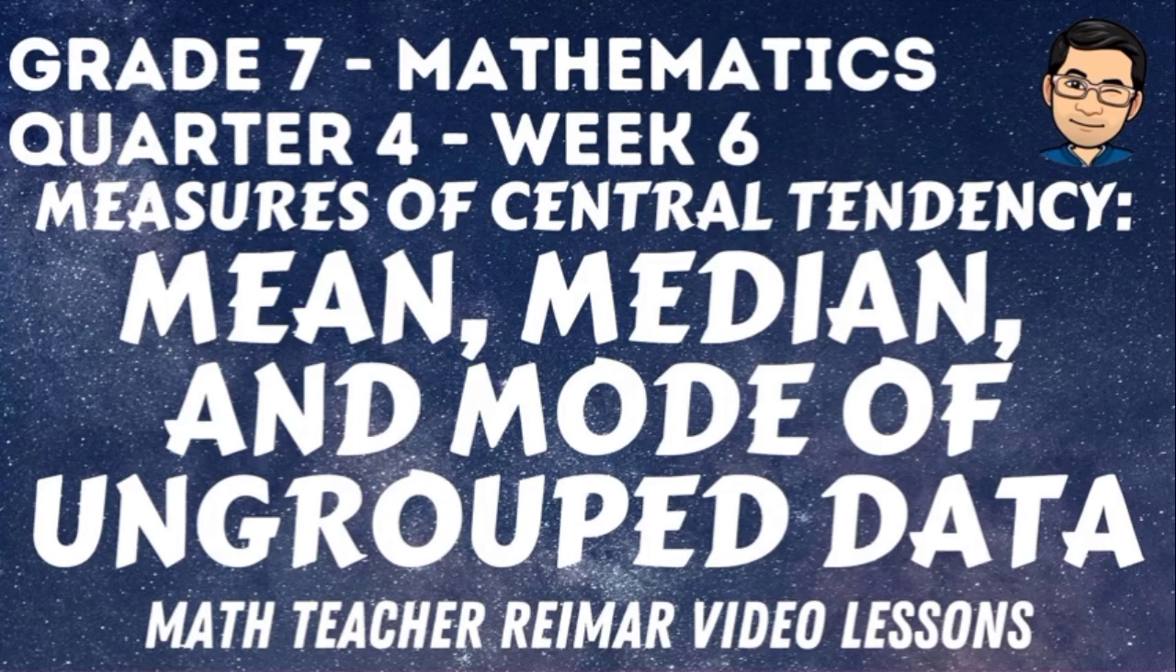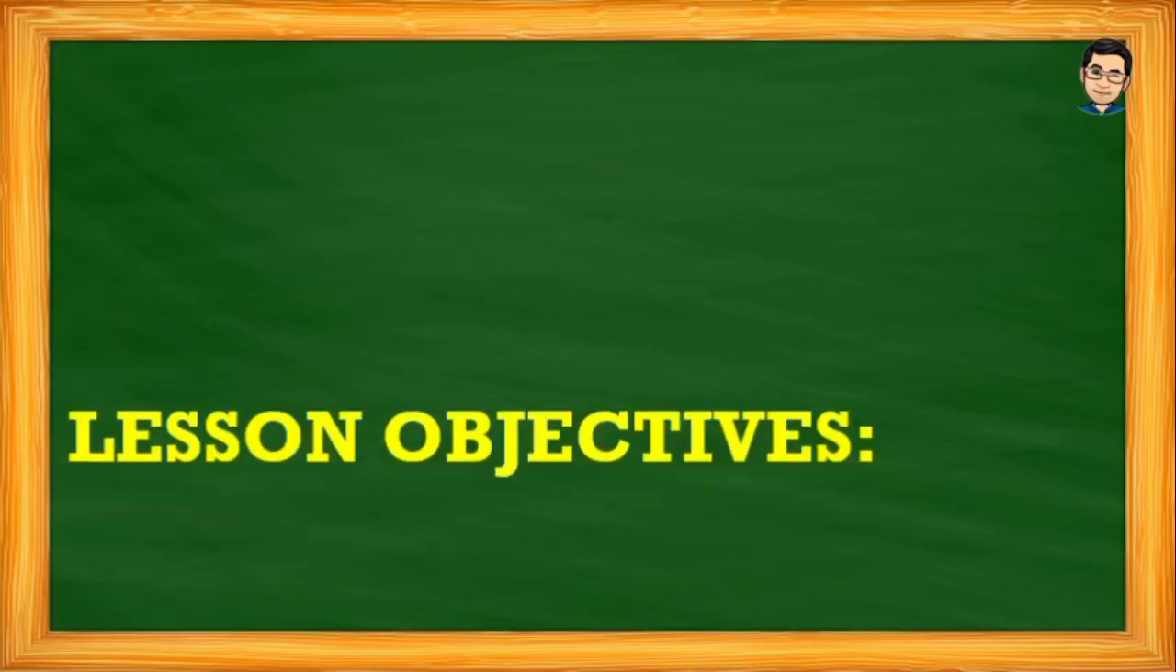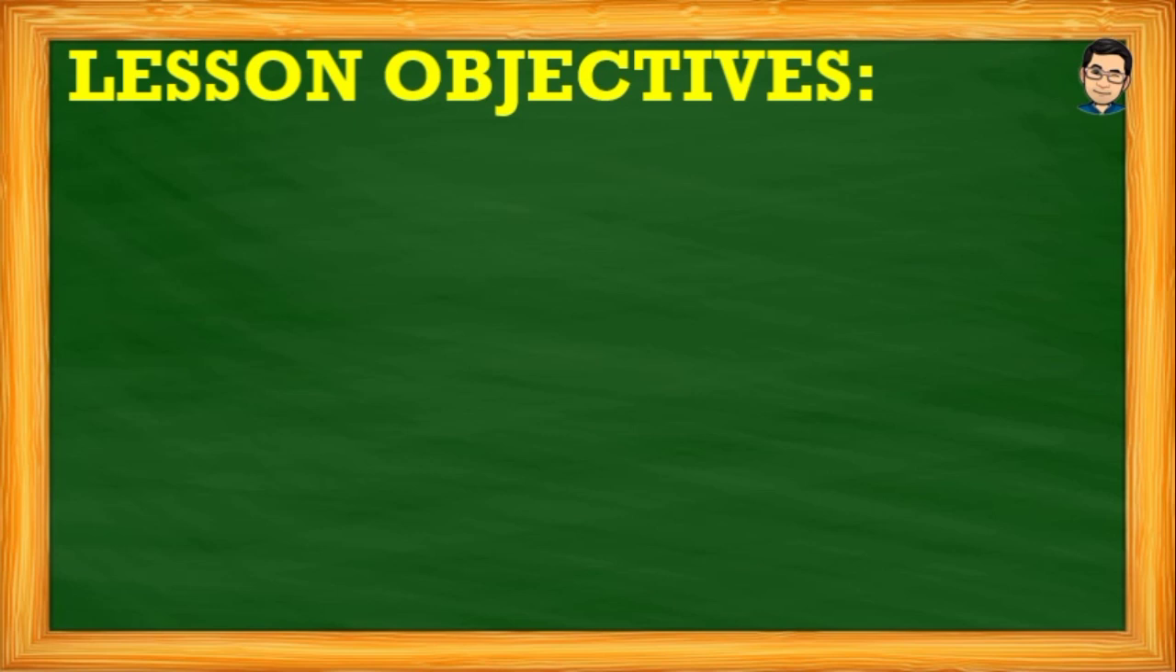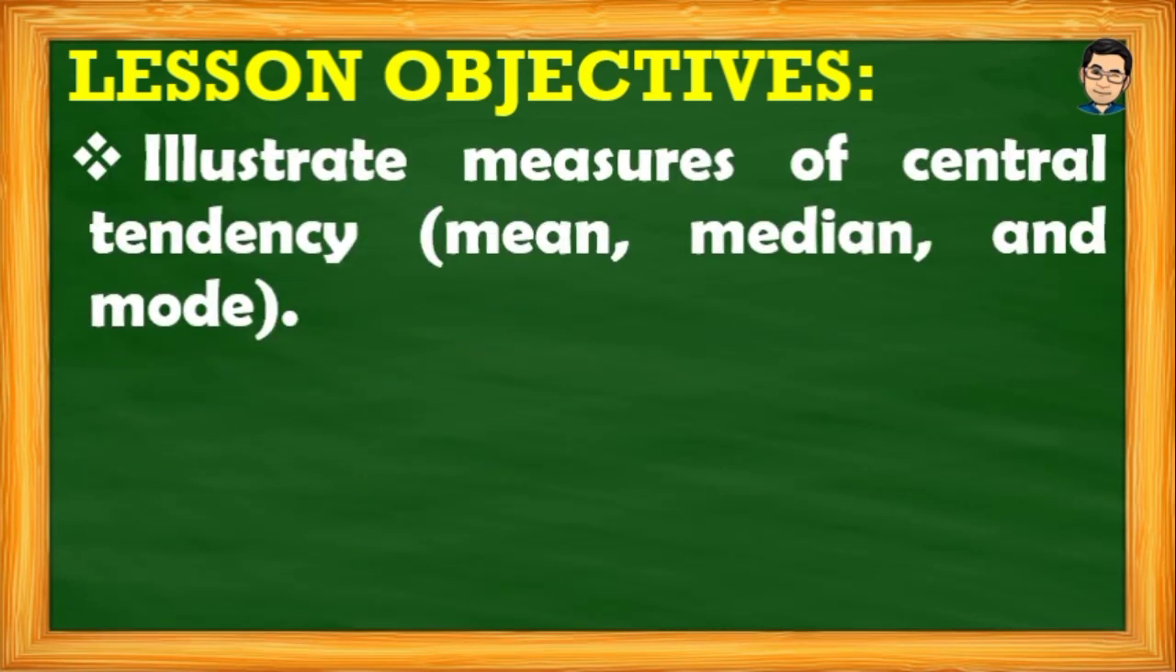So let's start our discussion with our lesson objectives. First, we will illustrate measures of central tendency: mean, median, and mode. So what are these measures of central tendency? And how do these statistical measures differ from one another? What is the difference between mean, median, and mode?